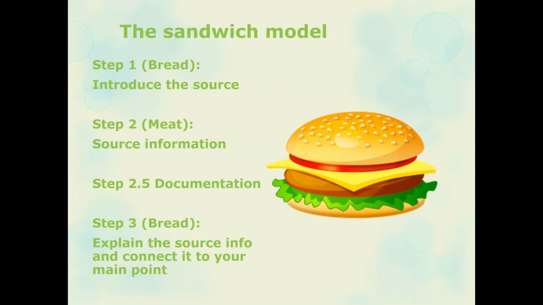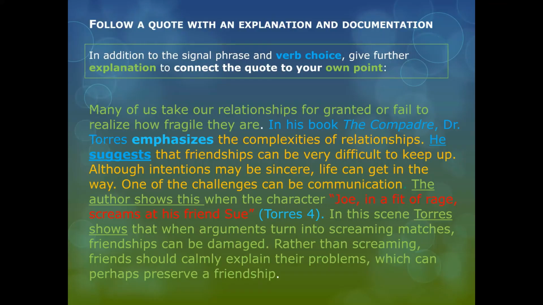Okay, so three things: introduce the source, present the source material and document it, and then contextualize it. What does the source mean and how does it connect to your main point? Okay, so that's three, maybe four things that you need to do when you're using source material to support your points in your writing. And here's an example of a paragraph that does those things. Okay, the main point of this paragraph is the first sentence, that's the topic sentence. And then everything else in this paragraph is going to be about that topic sentence.